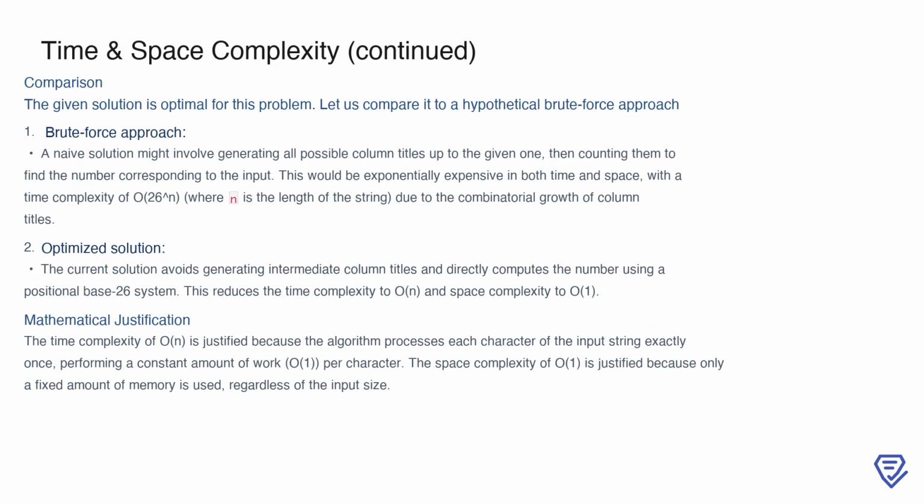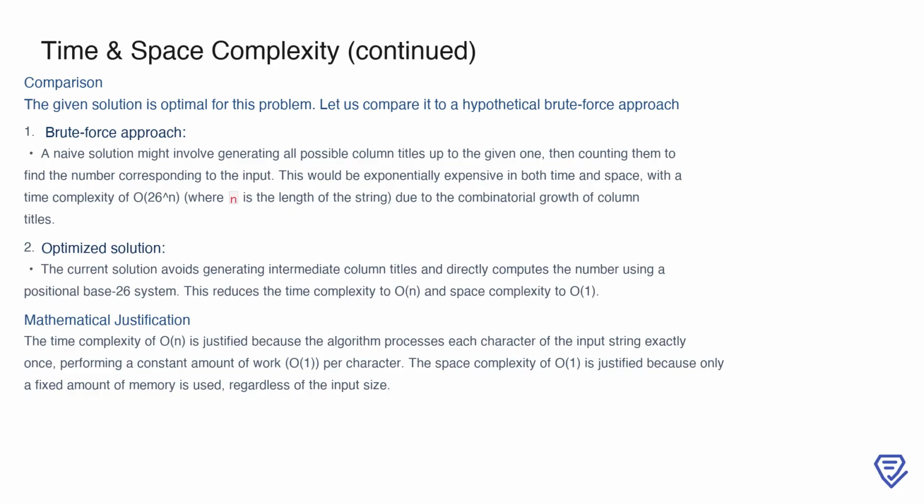When comparing this solution to a brute force approach, the optimization becomes clear. A naive method might involve generating all possible column titles up to the given one and counting them to determine the corresponding number. However, this approach would be extremely inefficient, with a time complexity of O(26^n), where n is the length of the string, due to the exponential growth in the number of possible column titles. In contrast, the optimized solution directly computes the number using a base 26 positional system, eliminating the need to generate intermediate titles. This reduces the time complexity to O(n), and the space complexity to O(1).